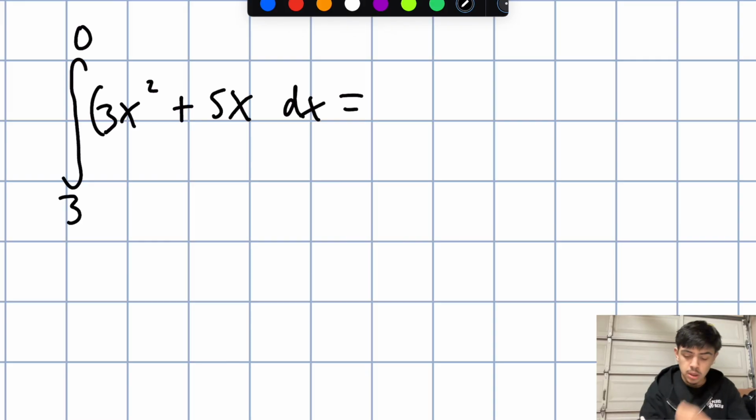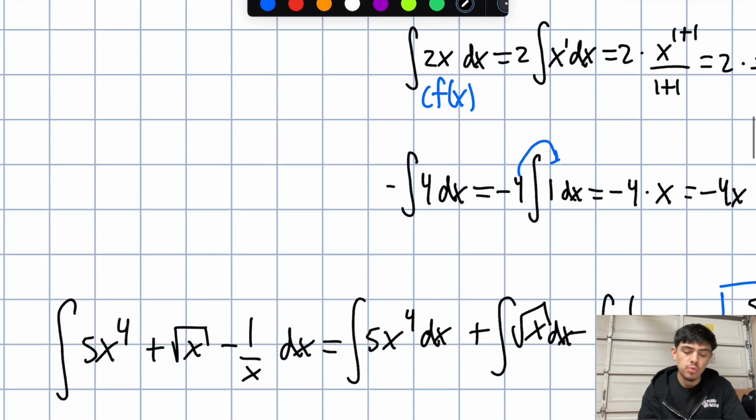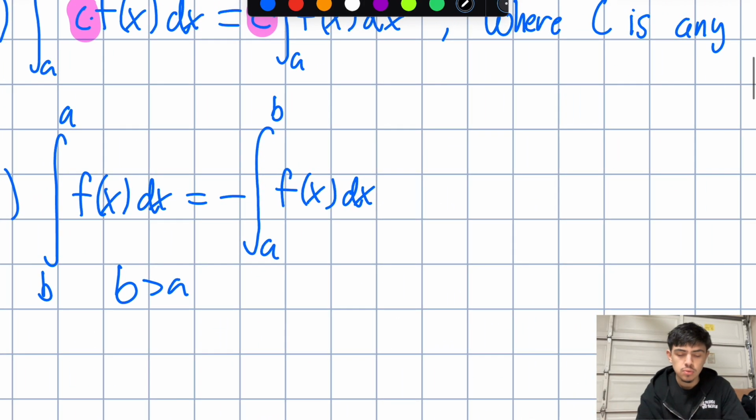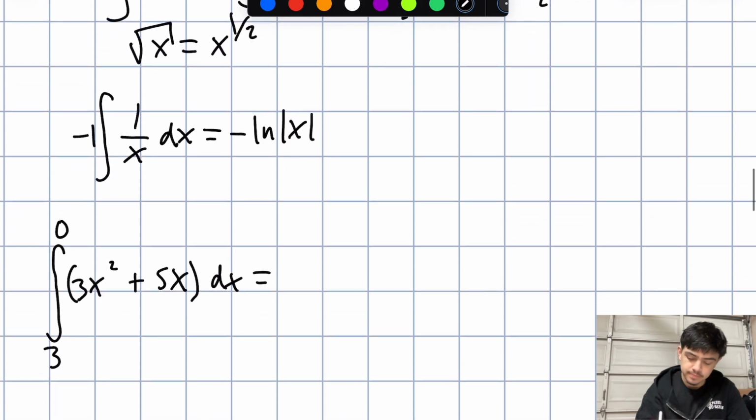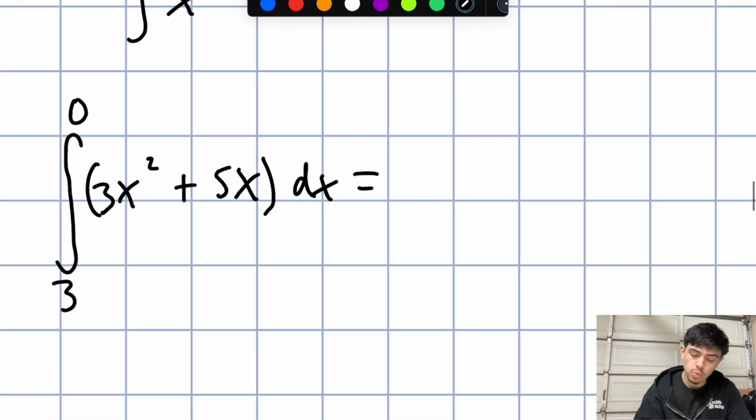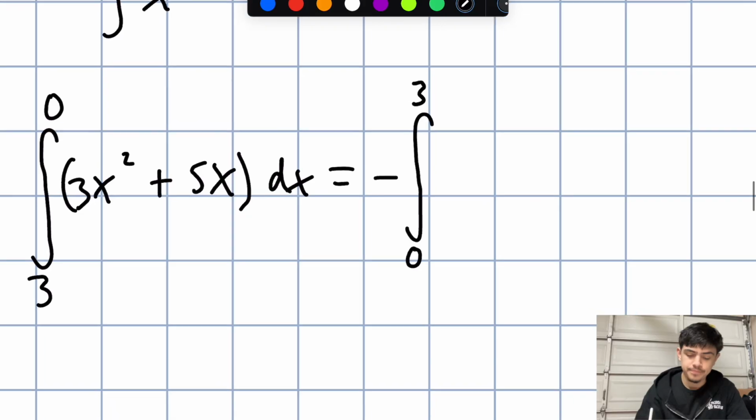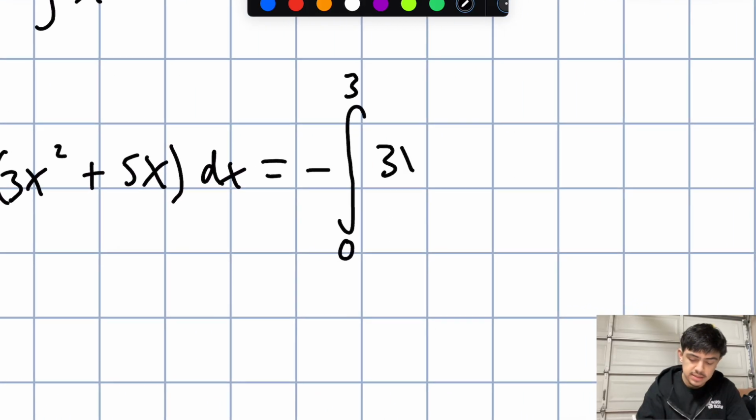Not too bad. But we notice that our lower bound is greater than our upper bound. In this case, referring to our properties of integrals, when our lower bound is greater than our upper bound, we flip it and we add the negative sign to the front. Let's go ahead and apply that here. So we're going to flip the bounds, put the 0 down here, and put the 3 up here, and make it a negative sign. And then we keep the function inside the same.